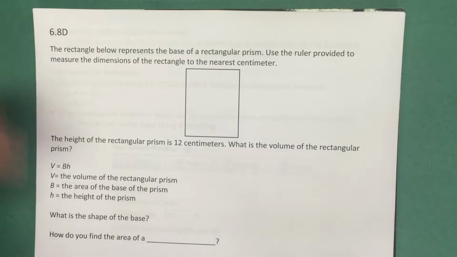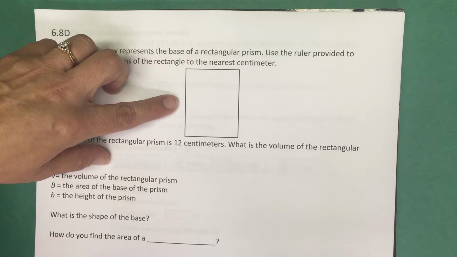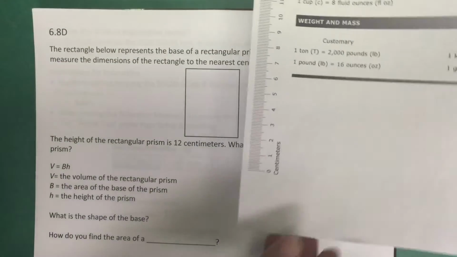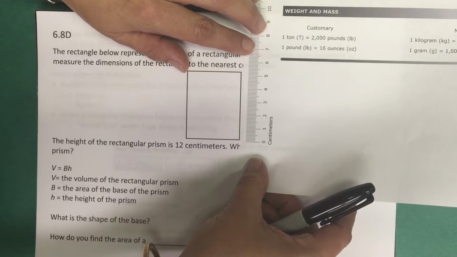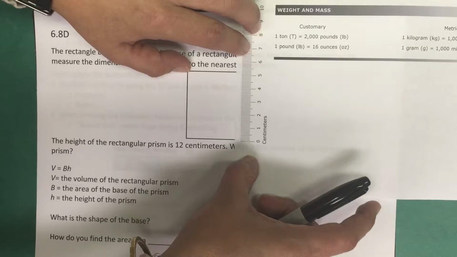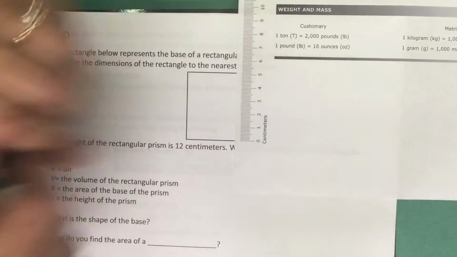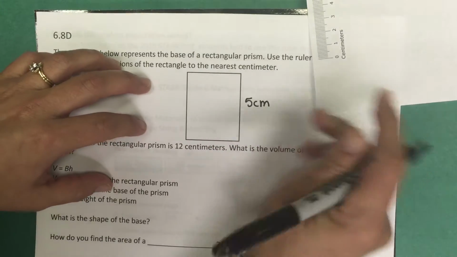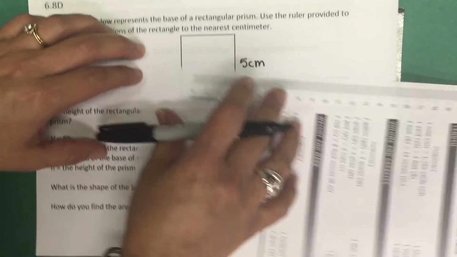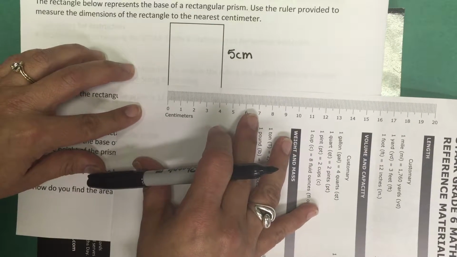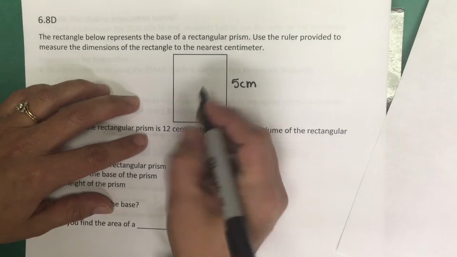So we need to use the STAAR reference materials to measure the dimensions of the rectangular base to the nearest centimeter. I've got my reference materials, and I'm going to measure here the height, which is about, to the nearest centimeter, 5 centimeters. And now I'm going to measure along the bottom here, and I get about a length of 4 centimeters.